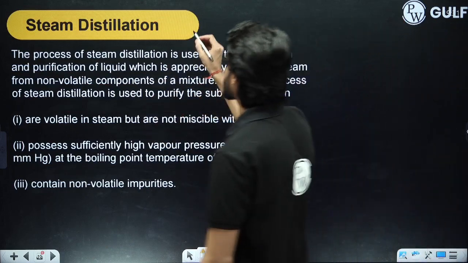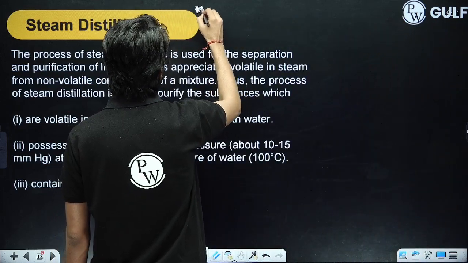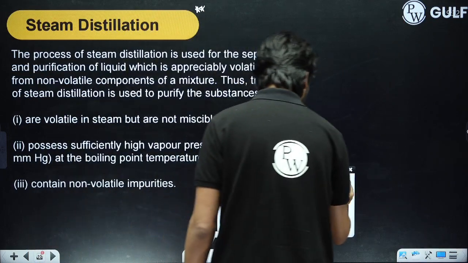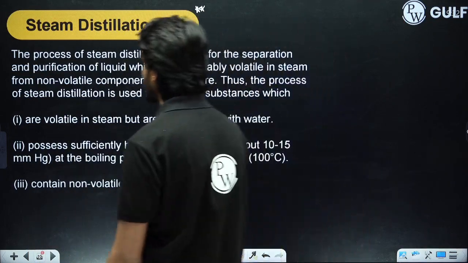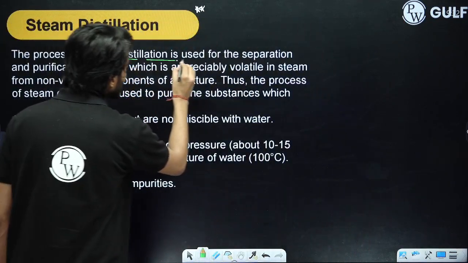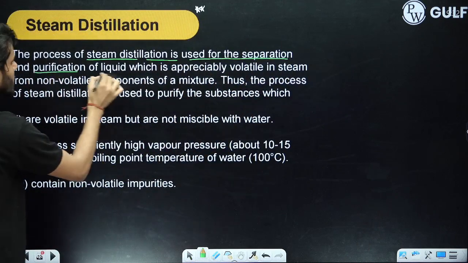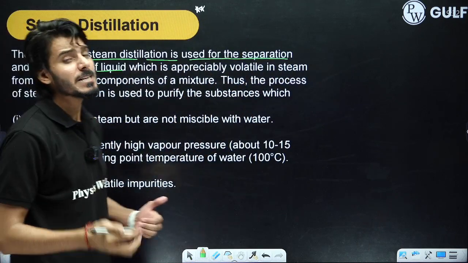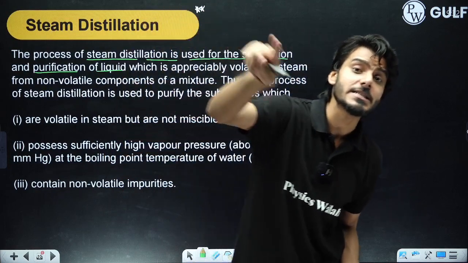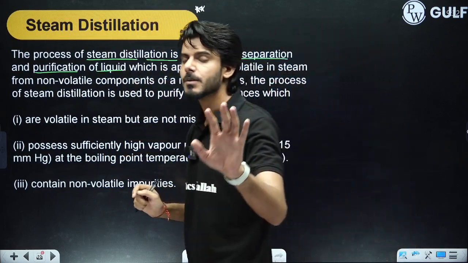Steam distillation, guys. What do we mean by steam distillation? No big major change in this process. The process of steam distillation is used for the separation and purification of a liquid which is appreciably volatile only in steam. Are you getting my point?